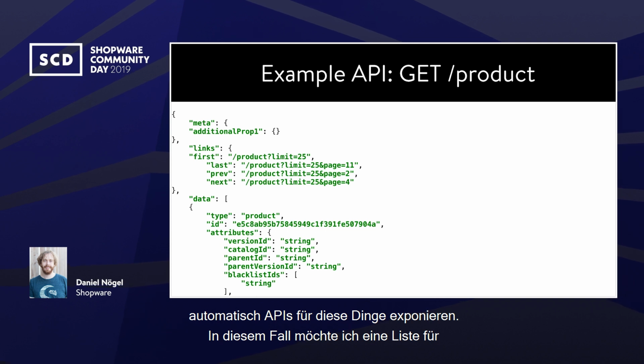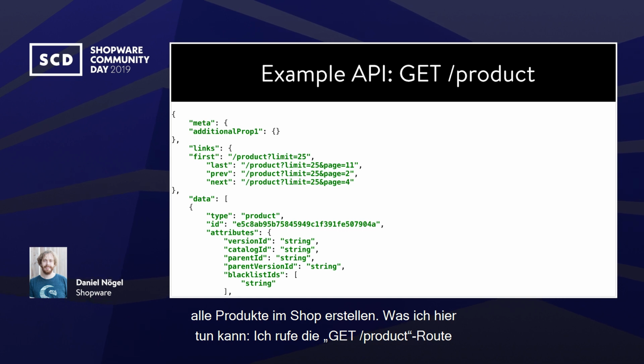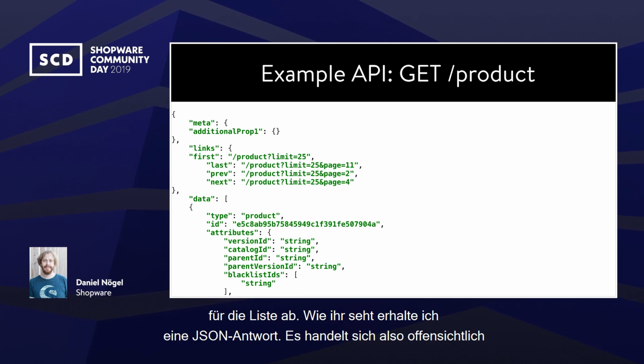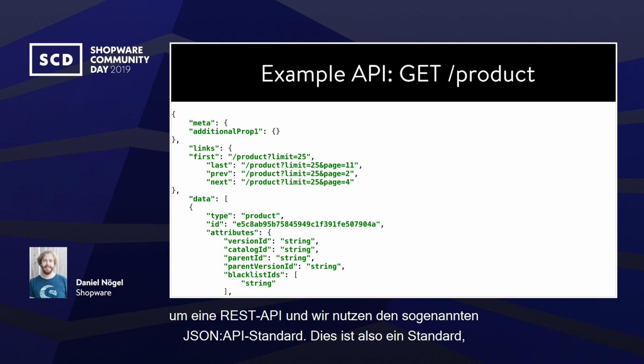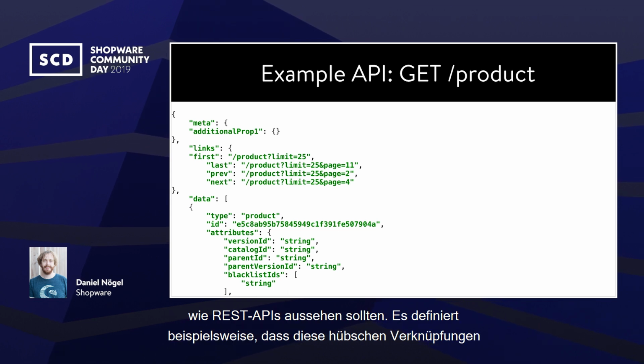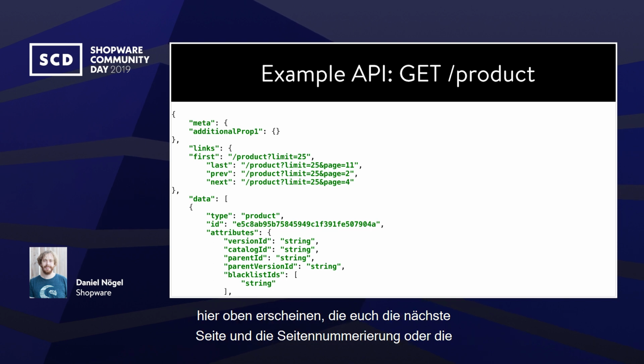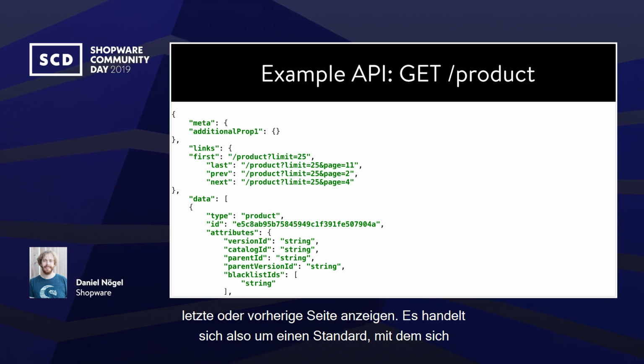So in this case, I want to get a listing of all products in the shop. And what I can do here is I will call the get/product route for the listing. And as you can see, you will have a JSON response, so it's a REST API, obviously. And we're using the so-called JSON API standard. So this is a standard how REST APIs should look like. For example, it defines that you have these nice links on top here, which tell you about the next page in the pagination, or the last page, or the previous page. So it's a more convenient standard to work with.